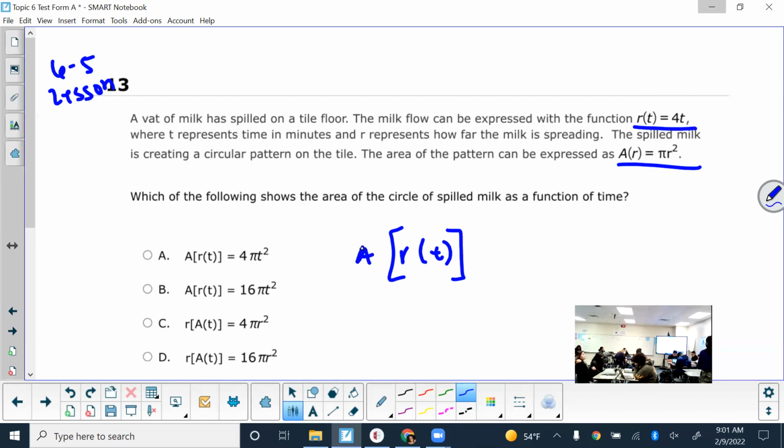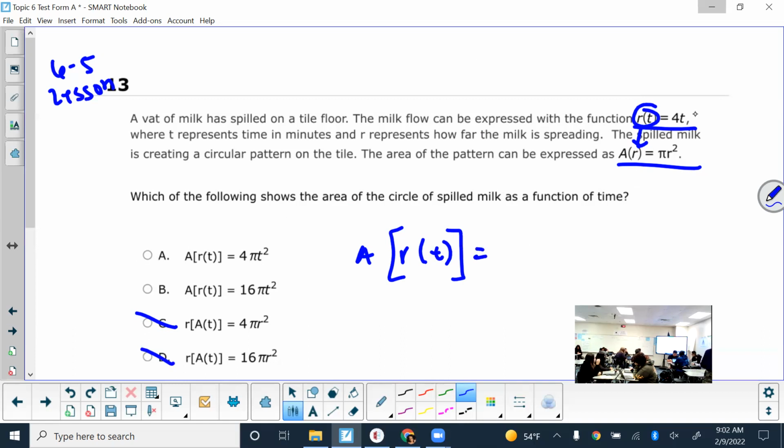Am I making sense so far? It's a function being plugged into a function. So that narrows it down to a and b. Now we actually just have to do the plugging in.